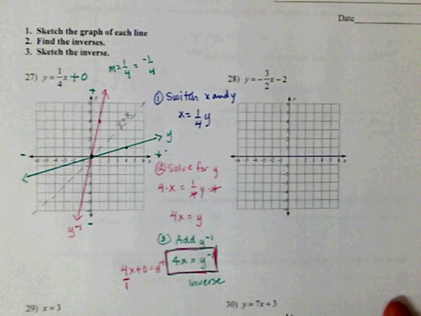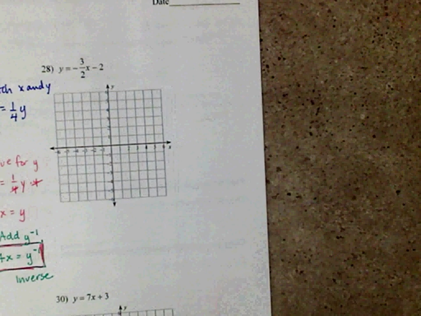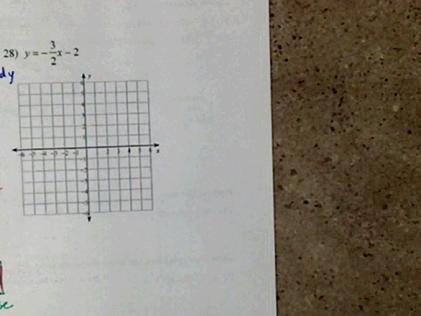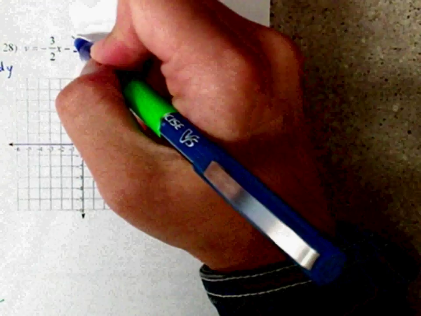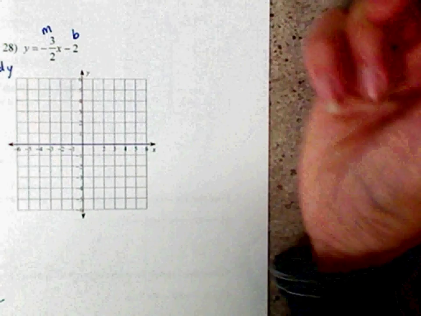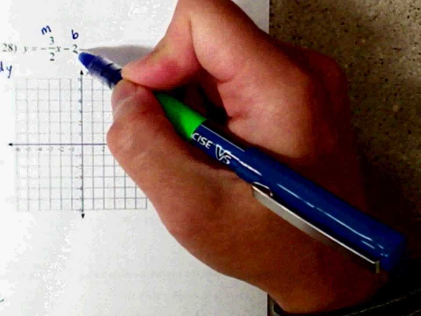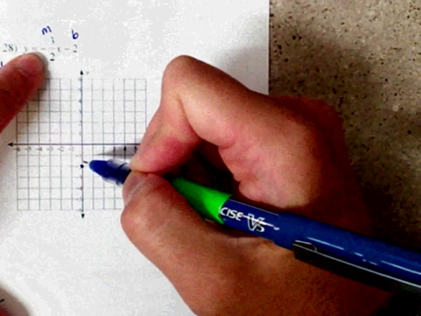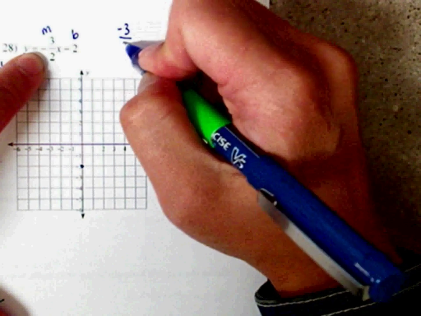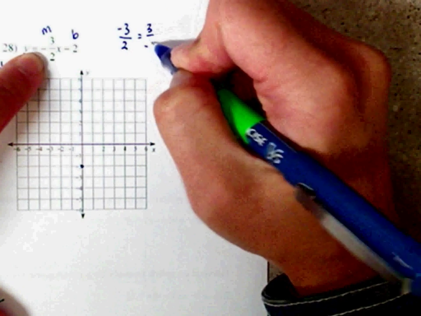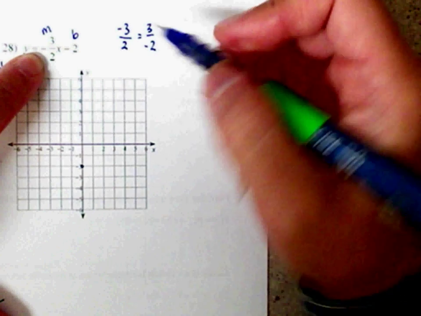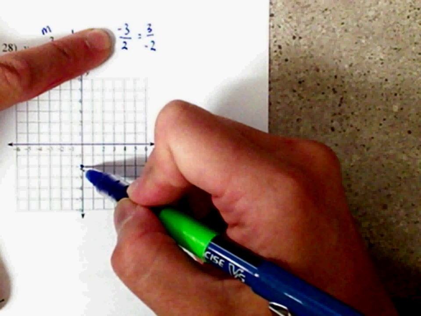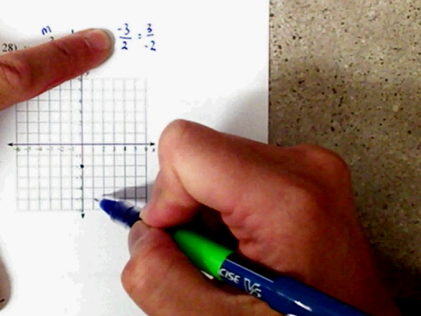Number 28, okay? See if I can make it a little bit bigger for you. On number 28, go ahead and plot. Here's your B, here's your M, okay? B comes before M, so we're going to put the y-intercept at -2. This slope right here is the same thing as -3 over 2 or 3 over -2. So from -2, I'm going to use this one instead. I'm going to go down 3: 1, 2, 3. And 2 to the right.